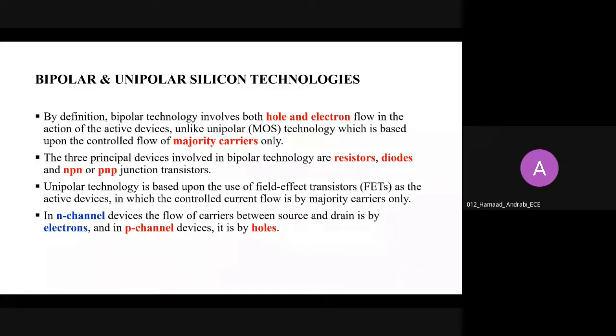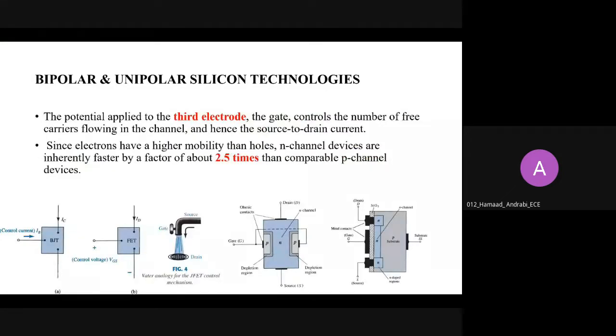Okay. So I was saying that in these unipolar devices, that is field effect transistors, there are two types of devices. One is N-channel and the other is P-channel. And I said that if the current is due to majority carriers and majority carriers are electrons only, then it is an N-channel device. And if the current is due to holes, then we say that it is a P-channel device.